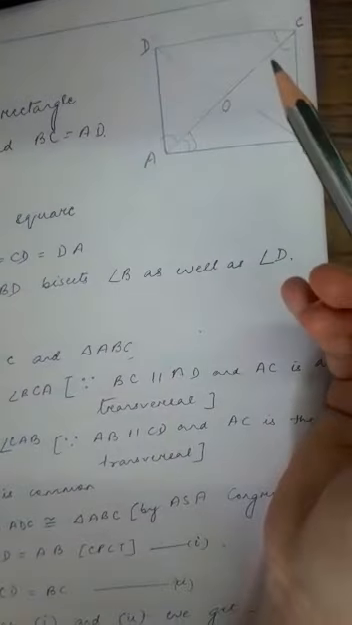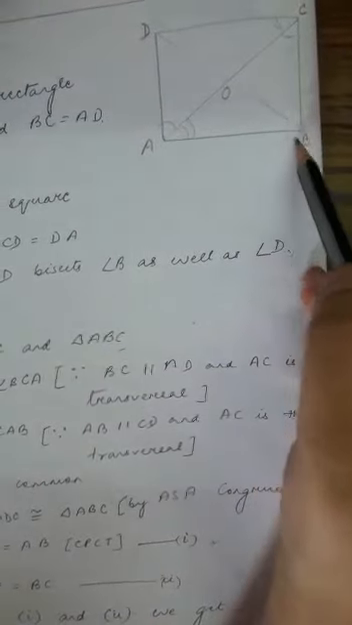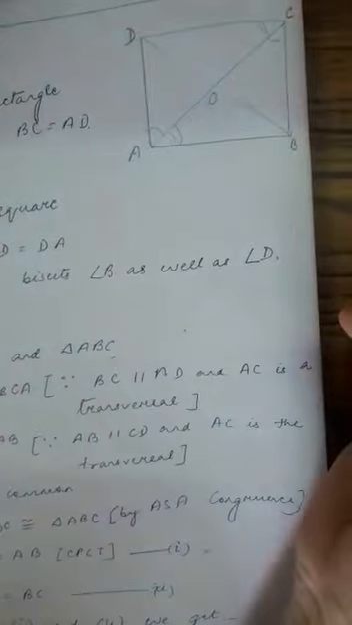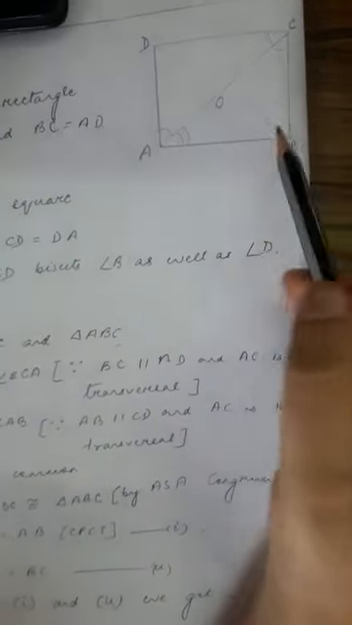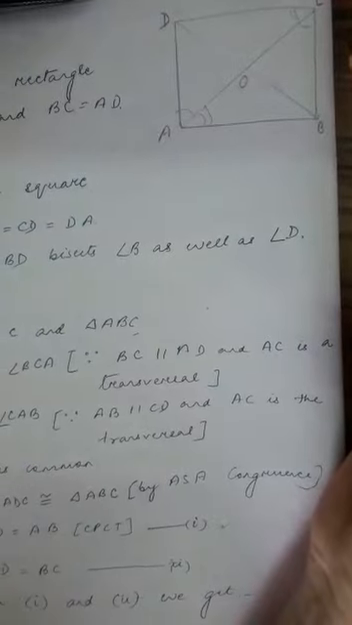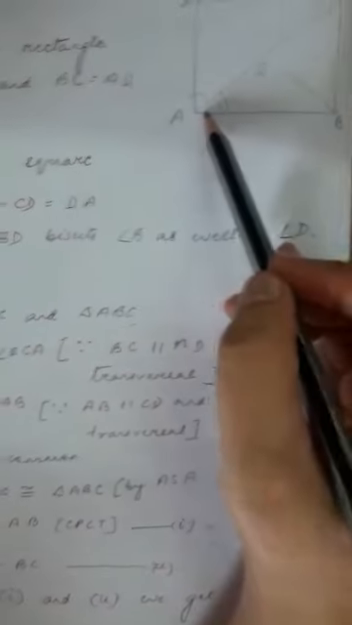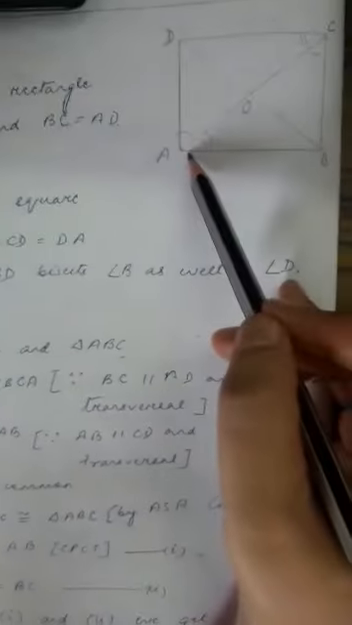In this sum, it is given ABCD is a rectangle. Now, we have to show that ABCD is a square and the diagonal BD bisects angle B as well as angle D. Okay, so to prove that it is a square, let us consider the two triangles ADC and ABC. Now from these two triangles, DAC will be equal to BCA, alternate angles, as BC is parallel to AD and AC is the transversal.